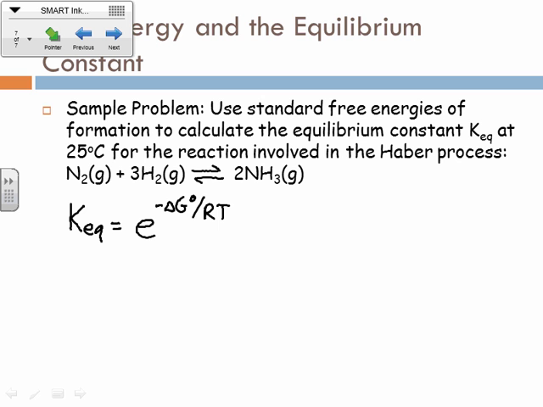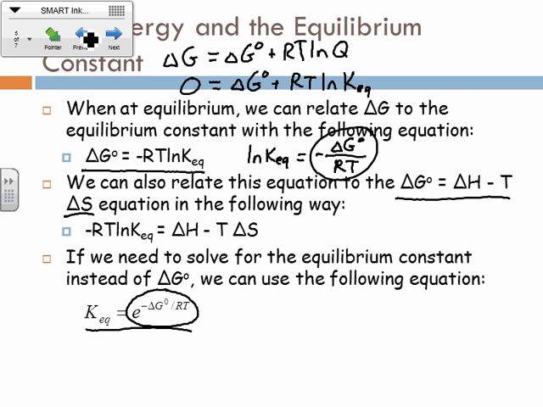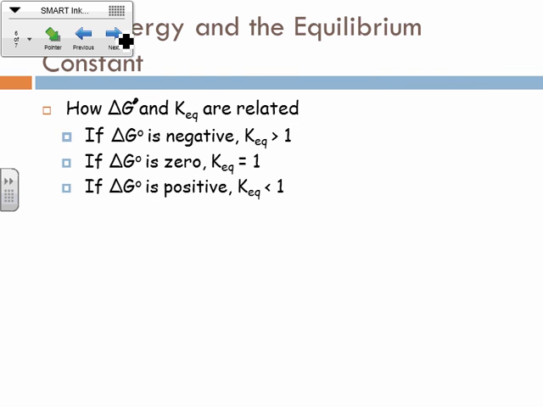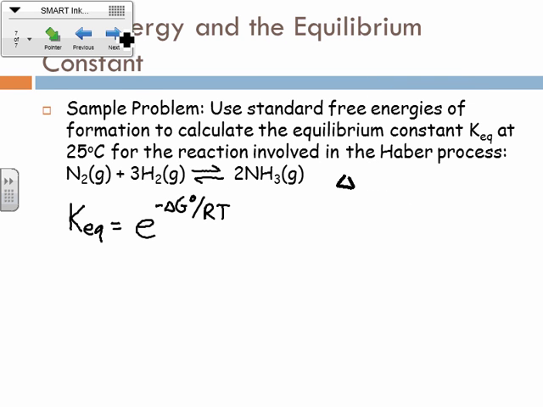We actually figured this out already, didn't we? The delta G0 for this reaction. If you look back here, where is it? There we go. Negative 33.3 kilojoules per mole. So we don't have to do any refiguring there, which is kind of nice. The delta G0 for this reaction is negative 33.3 kilojoules per mole.